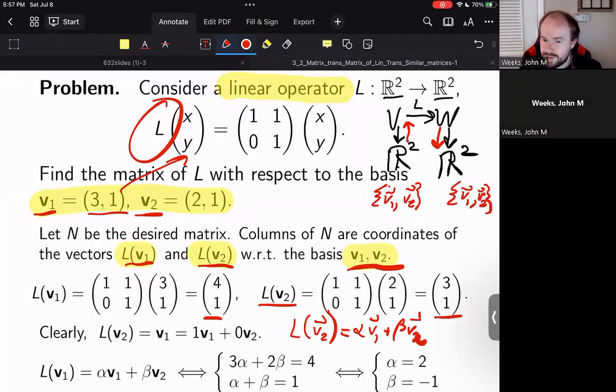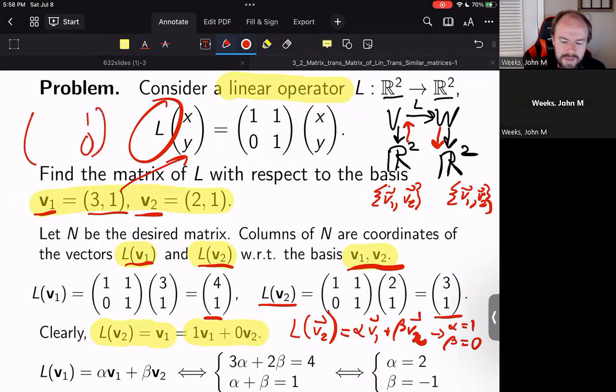Great news on LV2. LV2 is 3, 1, and guess what V1 is? It's 3, 1 as well. Because of that, I know that I don't even have to solve this equation. Alpha is going to be 1, and beta is going to be 0. So LV2 equals V1. That's going to give me a column somewhere in my matrix, corresponding to the second column in fact, of 1 and 0. So I could go ahead and write that down if I would like. I know that the second column of this matrix N is going to be 1 and 0.